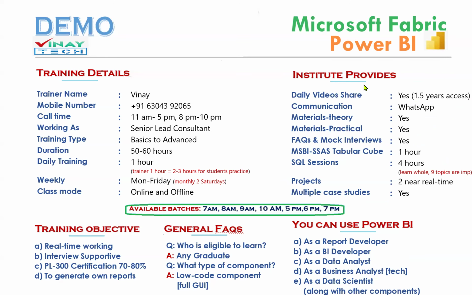Training details, the institute provides. And I'm having these many batches: 7 a.m., 8 a.m., 9 a.m., 10 a.m., 5 p.m., 6 p.m., 7 p.m. But the current batch is 10 a.m.